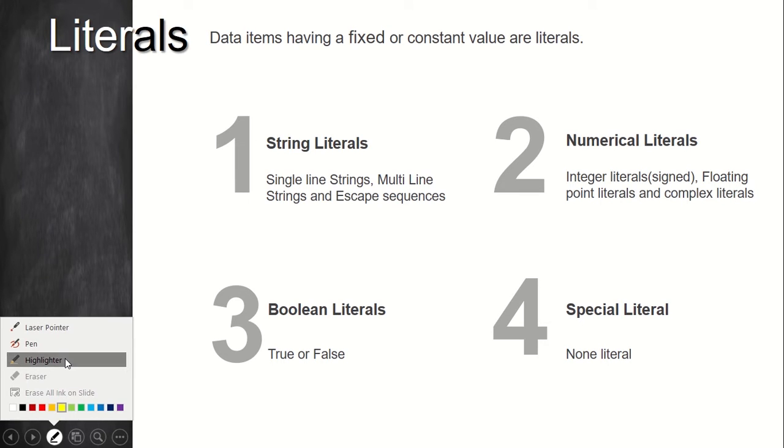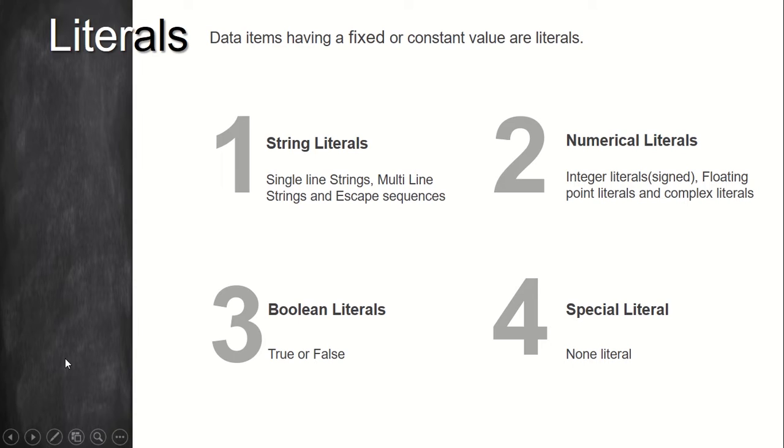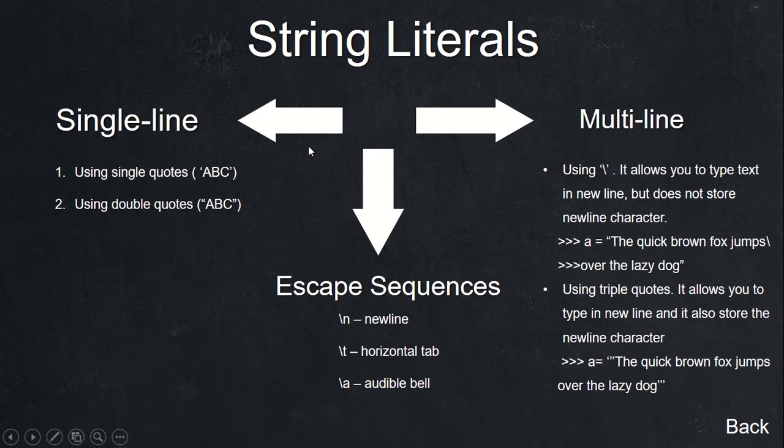Coming down to literals, what are literals? The data items having a fixed or a constant value are termed as literals. Or in other words, you can say values given to variables are literals. Now there are four types of literals: string literal, numerical, boolean and special. String literals, as we see, can be single line. It can be multi-line. It can be an escape sequence.